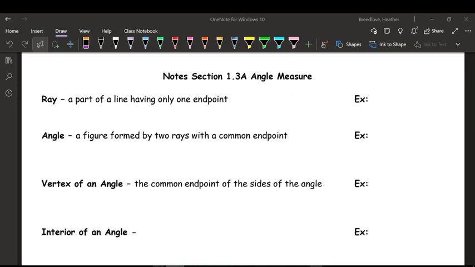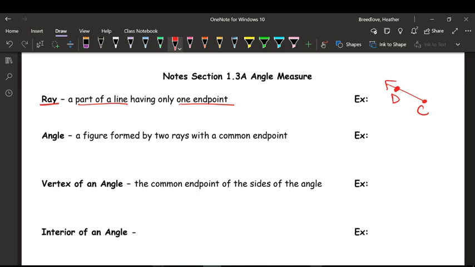Okay, so ray. Whatever I underline is what you should write down, if you want me to tell you what to write. A ray is part of a line having only one endpoint. Part of a line, one endpoint. So for an example of a ray, it would look something like this, with some points on it.